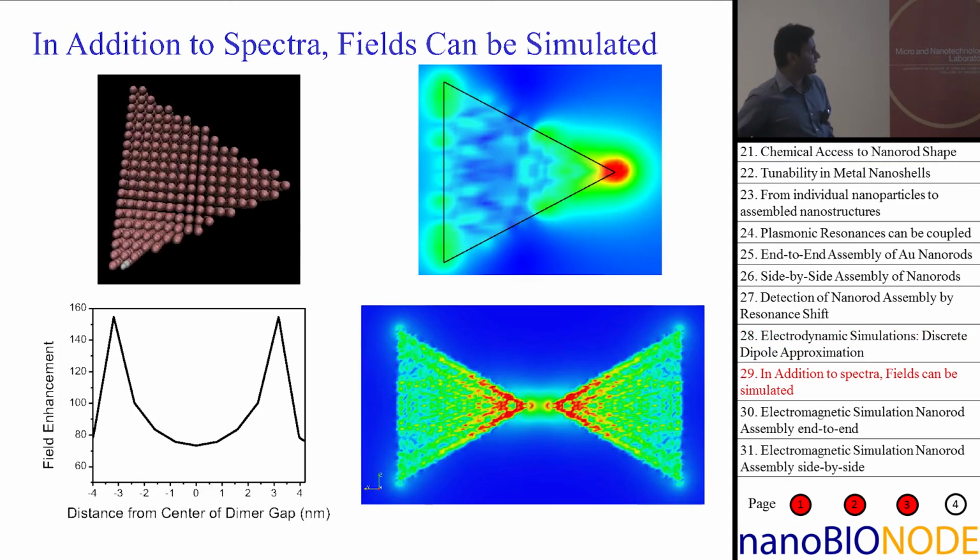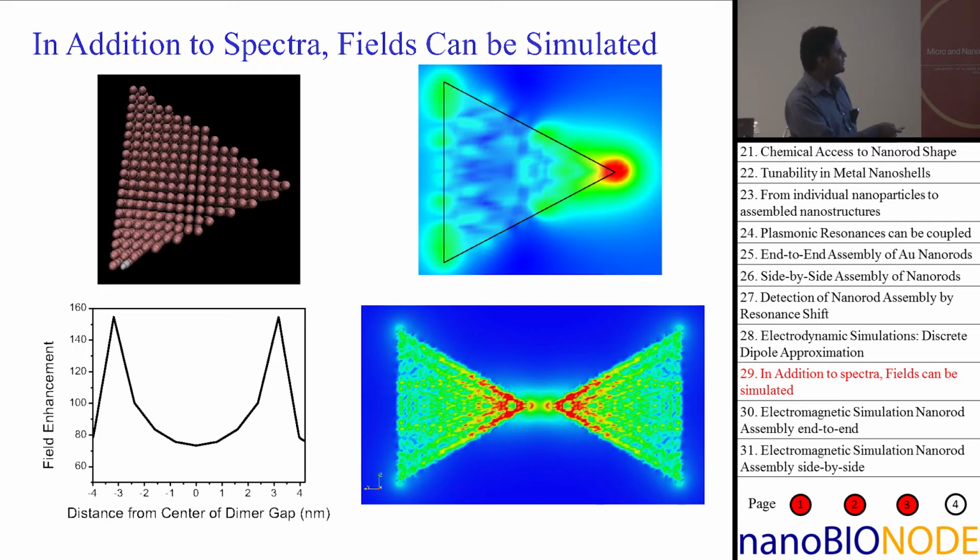You can get spectra, which I talked about. You can also get electric fields. This is a nanoprism, and these are popular structures in nanoscience now. Using this method, you can actually simulate the field. I'm giving you even numerical values here. This is the field of a dimer of nanoprisms. This is a bow tie.